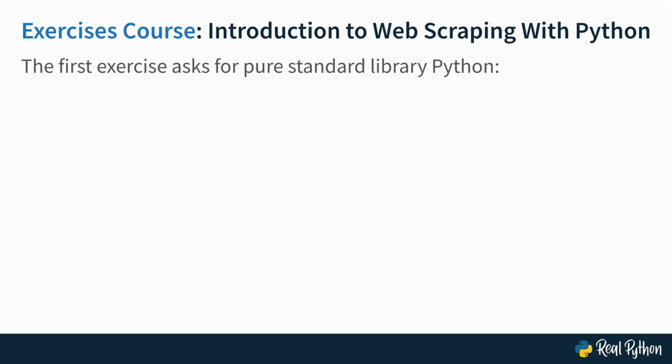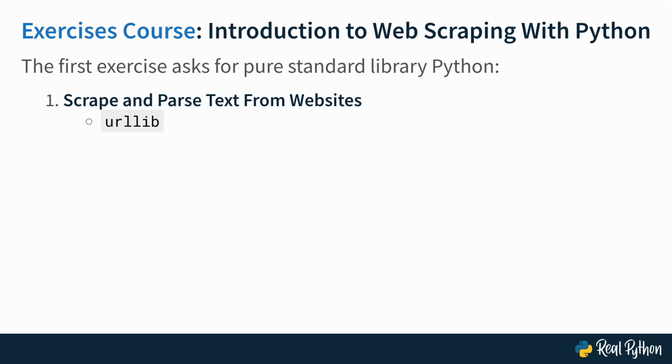You'll tackle 3 exercises in this course. The first exercise asks for pure standard library Python. You should use urllib to scrape and parse text from a website and then string methods to extract information from it. Then you'll add abstraction layers on top. So you'll actually see that the first exercise is going to be quite challenging. And then by adding abstraction layers of libraries that are just designed for web scraping and parsing, it'll get easier.